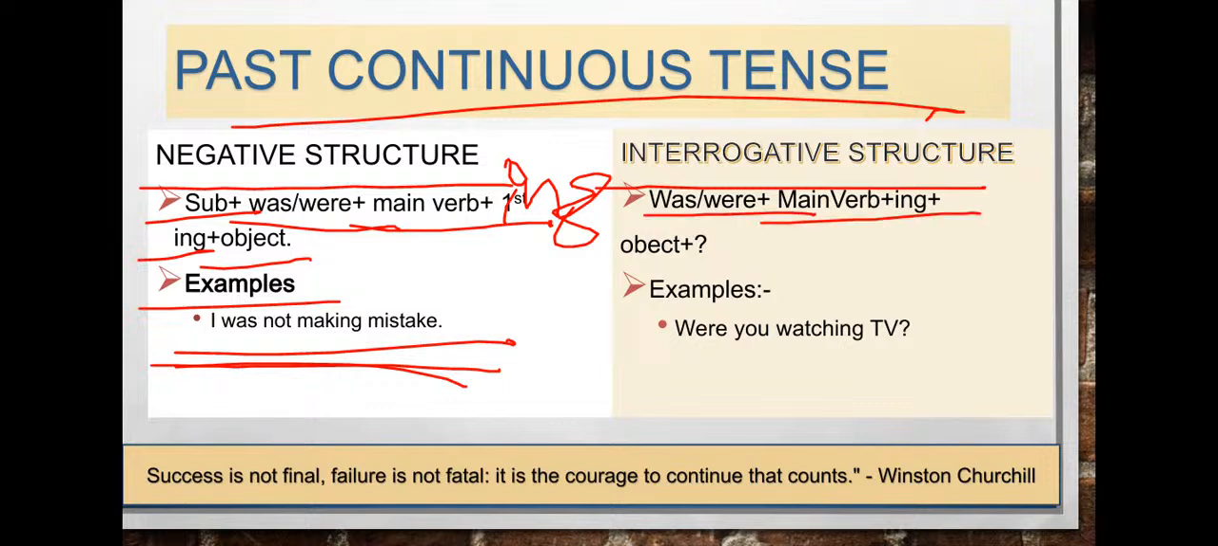Was plus subject plus the ing form of the verb and then the object, question mark. Every time you're making the interrogative version of any type of tense, you will be bringing the helping verb to the beginning of the sentence, and that will help you. Let's take some examples. Were you watching TV? Were you taking the lecture properly? Were you the student who topped the whole institution? Who topped the whole institution, ladies and gentlemen?